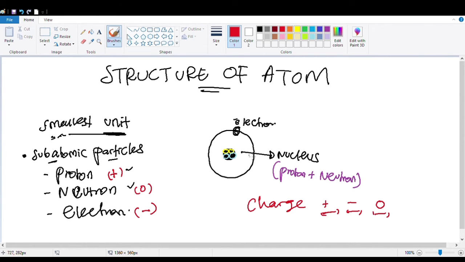So the atom has charged particles, but in a normal structure of atom, the charge will be neutral. The charge of the atom is neutral because the number of protons is the same as the number of electrons in the normal structure of atom. Alright, so that is the structure and the charge of the atom.